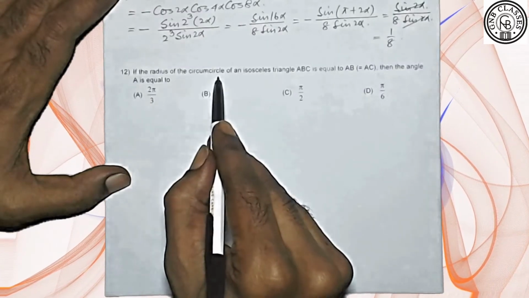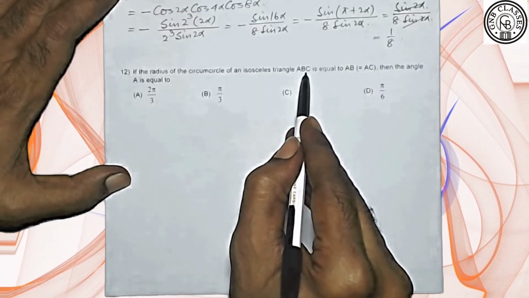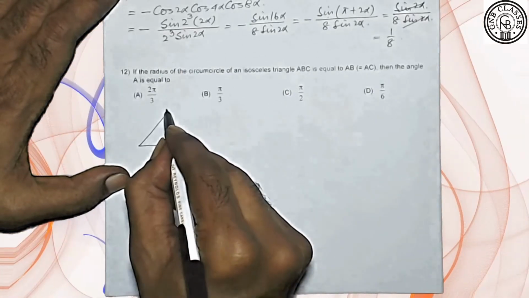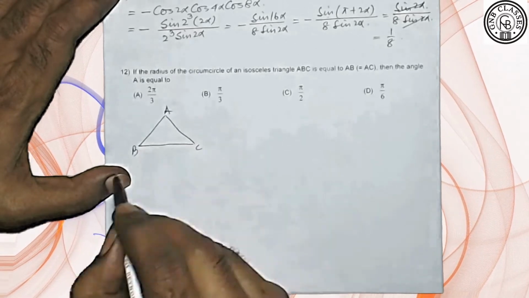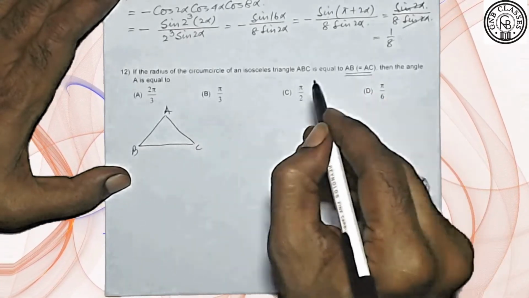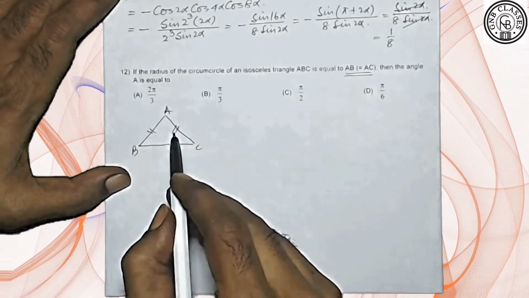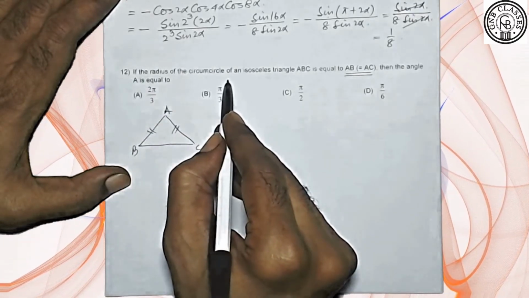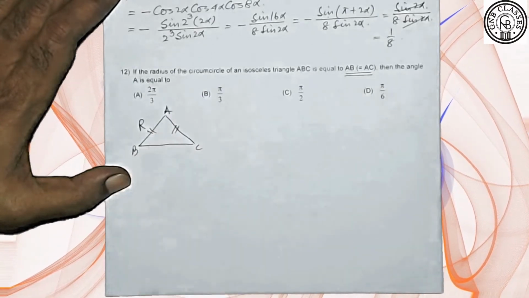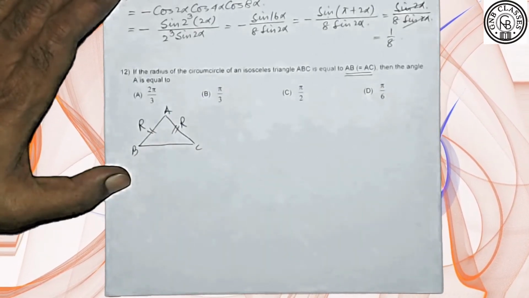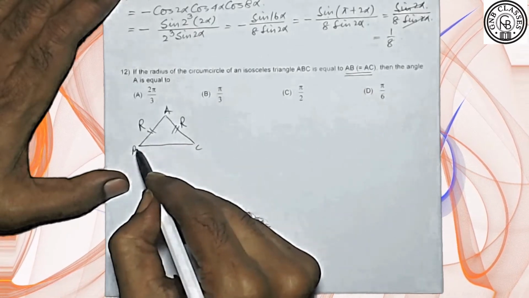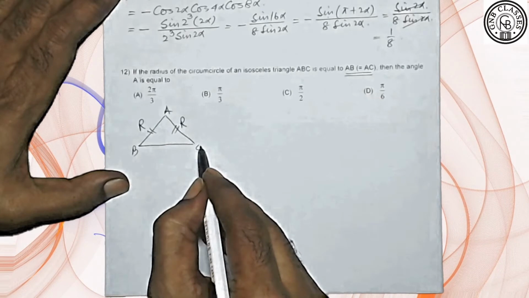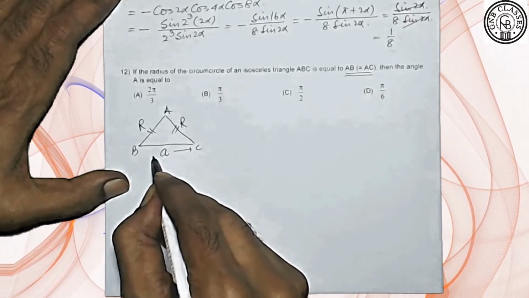If the radius of the circumcircle of an isosceles triangle ABC. ABC is an isosceles triangle whose AB is equal to AC, and these equal sides are equal to the radius of the circumcircle. Let us say the radius of the circumcircle be R, therefore the length is R. The length of AB as well as AC is R. Okay? We don't know the length of BC. Let us assume this is equal to a.